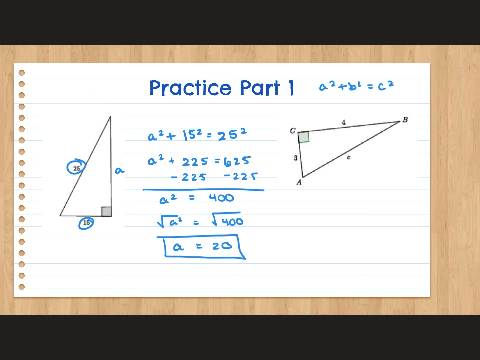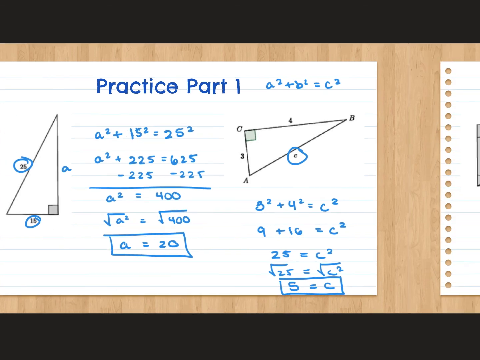All right, so for this one, we can see that we are missing our hypotenuse. So we have that 3 squared plus 4 squared is equal to C squared. 9 plus 16 is equal to C squared. 25 is equal to C squared. Taking the square root of both sides because we just want to know what C is, and we get that C is 5.